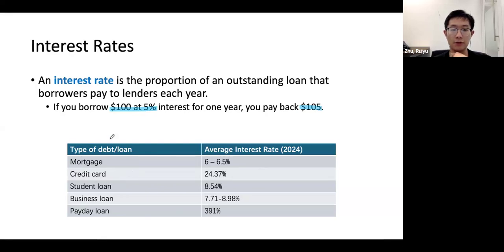This table shows some types of debts or loans and their corresponding interest rates this year. So we can see for mortgage, the average interest rate is around 6%. For credit cards, the average interest rate is around 24%. For student loan, it's around 8.5%. For business loan, that's around 8%. Payday loan, that's almost 400%.